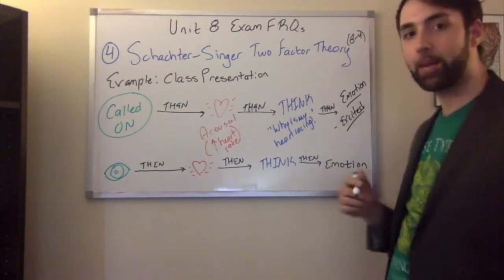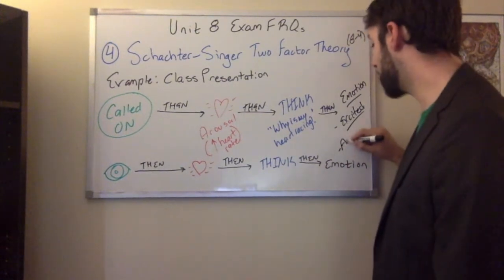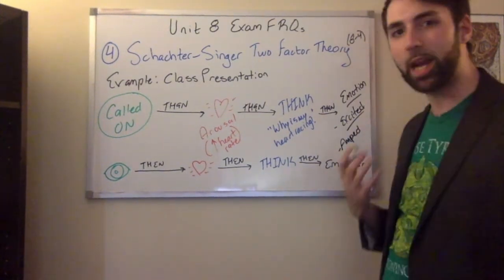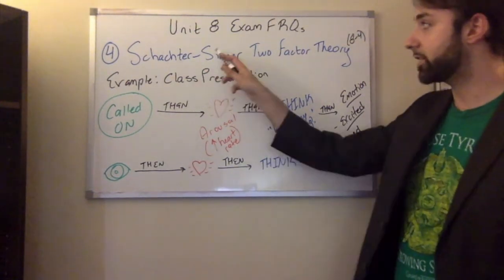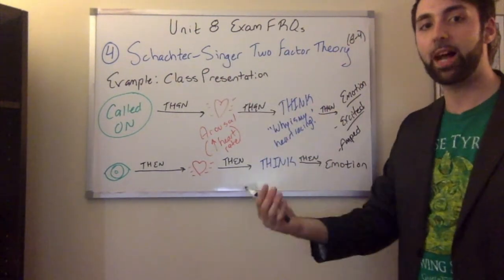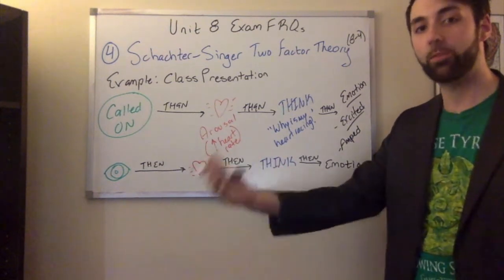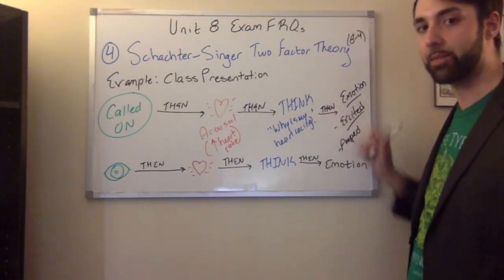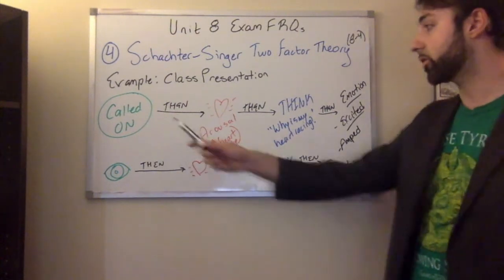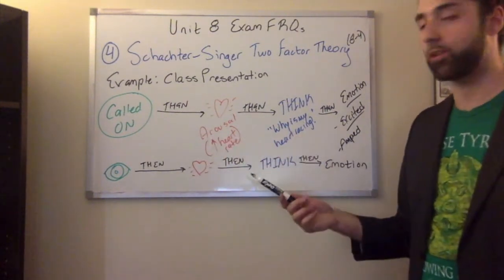You might be walking up, amped up, ready to go. My heart's racing. Why is my heart racing? Because my body is amped up, ready to go. So the Schachter-Singer two-factor theory could actually be applied to explain a desirable outcome. It really depends on what you decide to do in this last step of the process. Regardless, the first three steps need to be indicated in an FRQ.